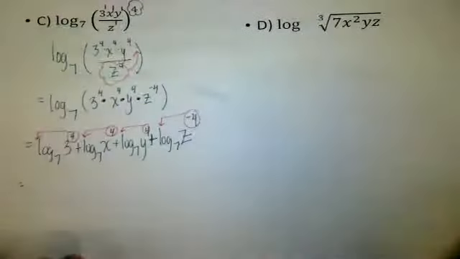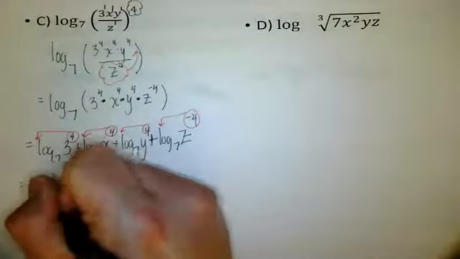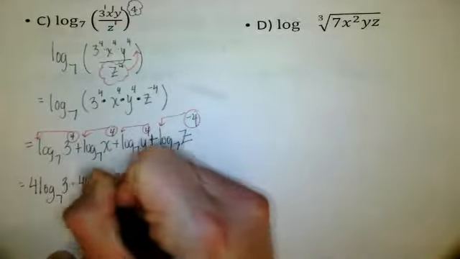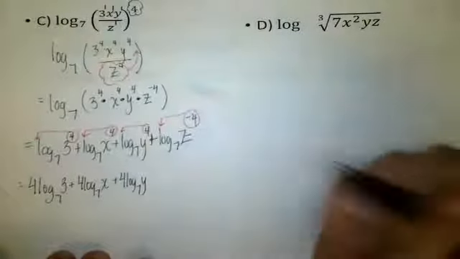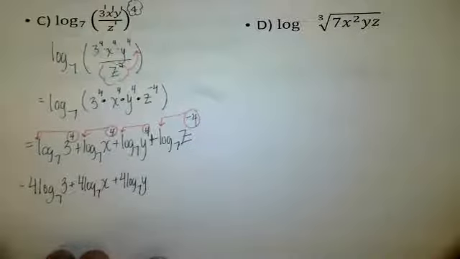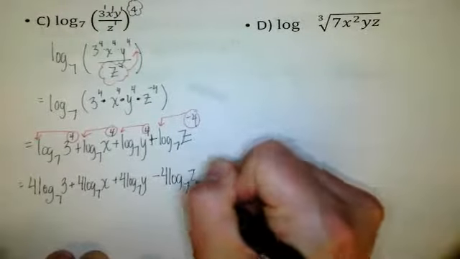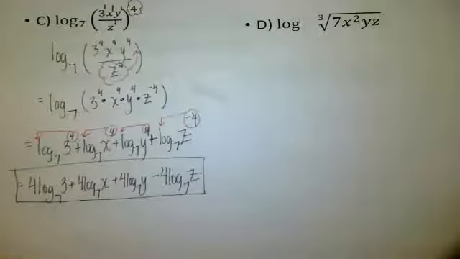And again, it's really expanded right now. Look at this expansion we're doing here. It's like the coronavirus. 4 times log base 7 of 3 plus 4 times log base 7 of x plus 4 times log base 7 of y. And then what happens with the last one? It turns negative. Very good. Minus 4 log base 7 of z. That is fully expanded. No parentheses, no nothing. We want everything fully expanded, no powers, no parentheses and no powers.